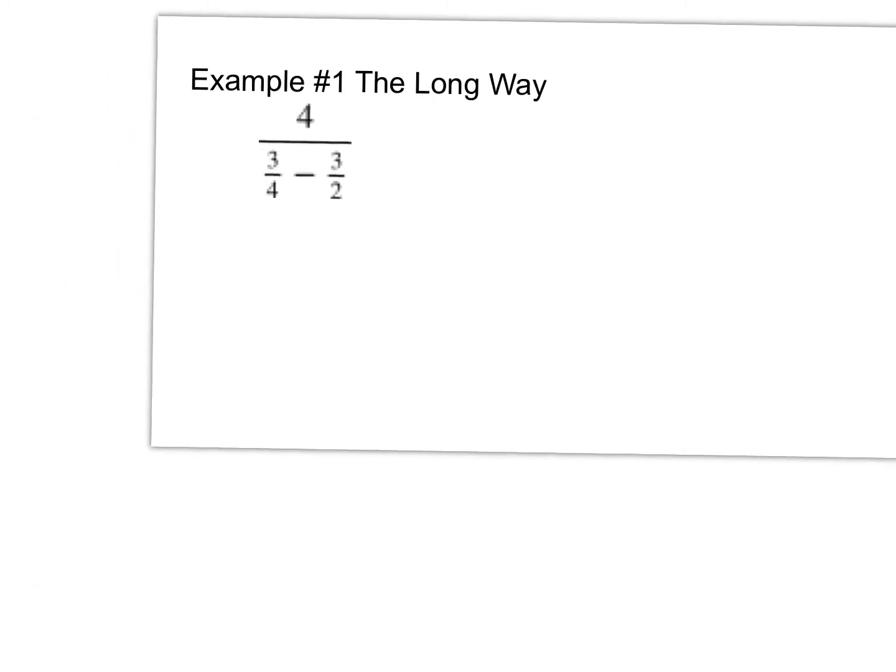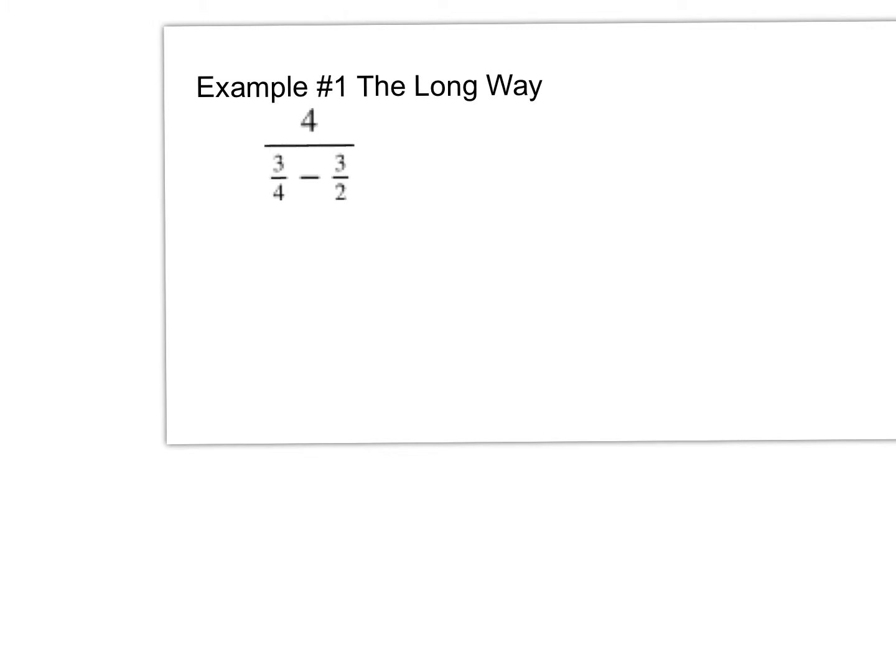Alright, so let's take a look at our first example. Now I'm going to show you the long way and the shorter way to do this. So I suggest you watch the long way at least a couple of times, and then if you want to fast forward to the short way, you're welcome to do that.